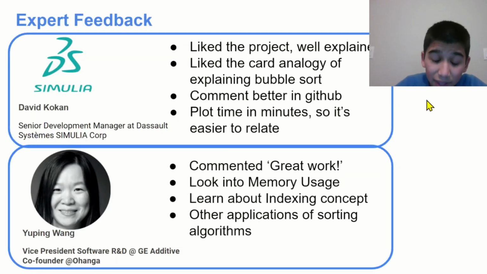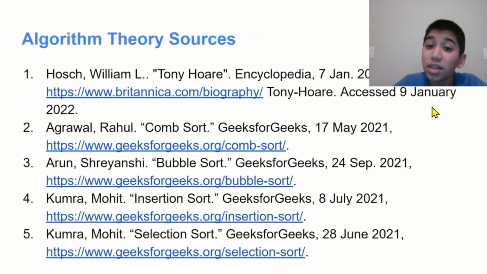I contacted experts in the field of computer science. Dr. David Koken told me to comment my code better and to plot the time in minutes so it's easier to understand. Dr. Yuping Wang told me to look into memory usage and to learn about indexing. These are my citations and the sources I used.